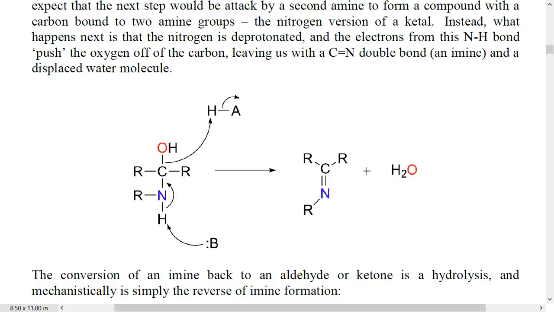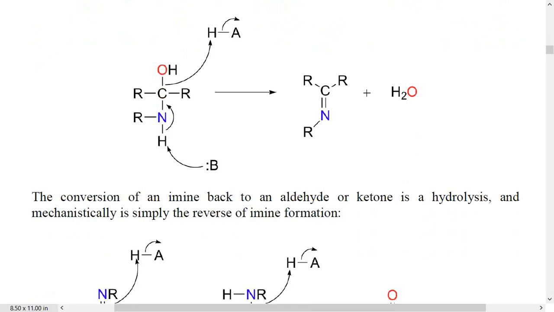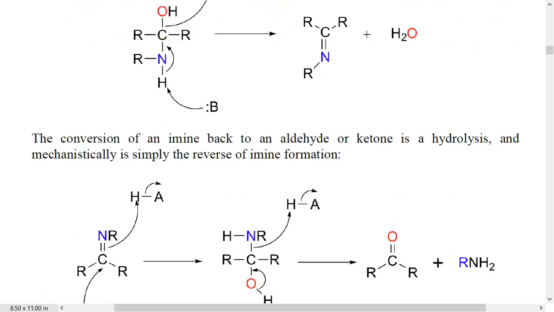So a base comes, deprotonates, and pushes this bond to form a double bond. This leaves as water. This will be protonated by the proton. The arrow is wrong; the arrow should be from here to here. And you will have a double bond. This is a Schiff base, an imine. The conversion of an imine back to an aldehyde or ketone is hydrolysis.